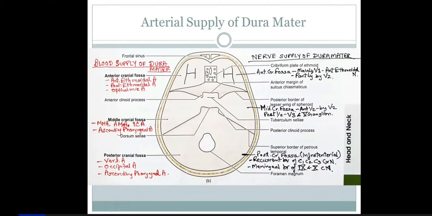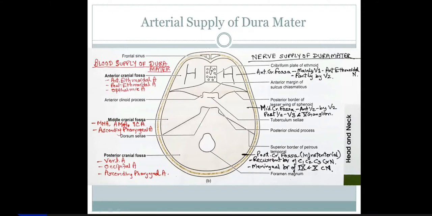Then regarding blood supply, the floor of the anterior cranial fossa is supplied by three arteries. You have the anterior ethmoidal artery, posterior ethmoidal artery, and ophthalmic artery. All of them are branches of the internal carotid, and from the internal carotid you have the ophthalmic, and from the ophthalmic artery, the main trunk, you have these two branches as well.